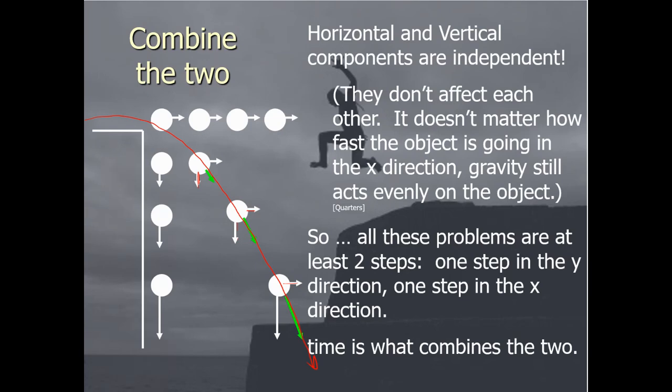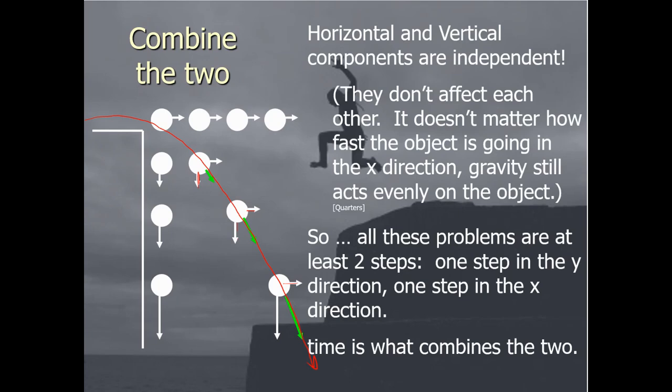So horizontal and vertical components are independent. It doesn't matter how fast the ball comes off of the ledge in the x direction. What's going to matter is the acceleration of gravity that's pulling it down. That's what affects how fast it falls.